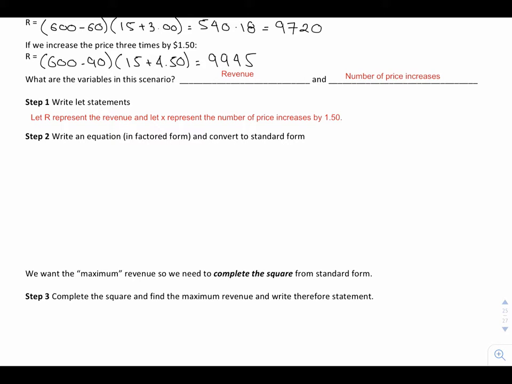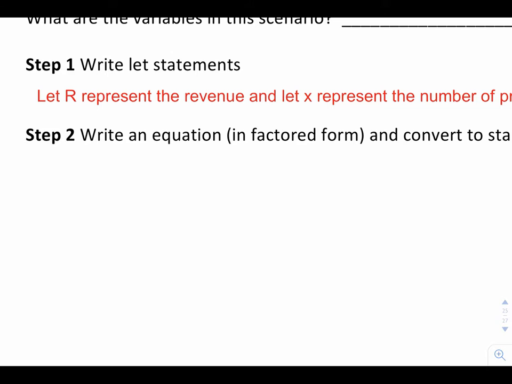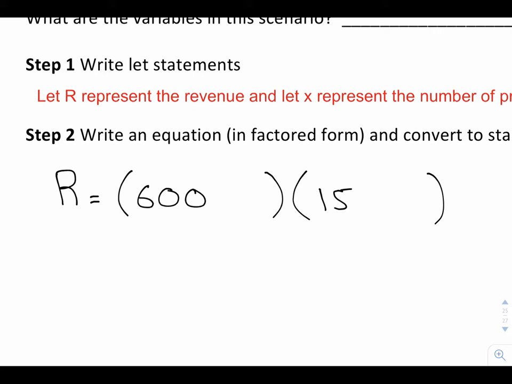Let's see if we can come up with an equation in factored form. And all I'm using is the model that I've used above, but I'm going to generalize it. So watch closely. So I have my revenue R, and I know that if I sell the caps at $15, I sell 600 caps. But every time I increase the price by a multiple of $1.50, I decrease, in other words, I subtract the number of caps sold by multiples of 30. And that's our equation.